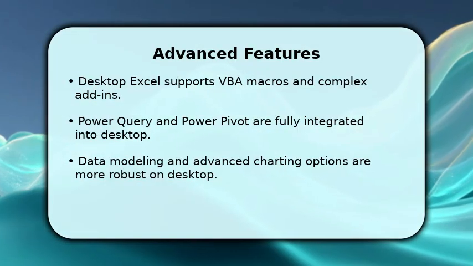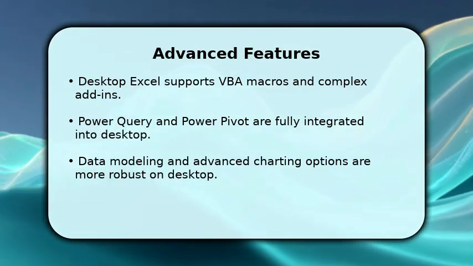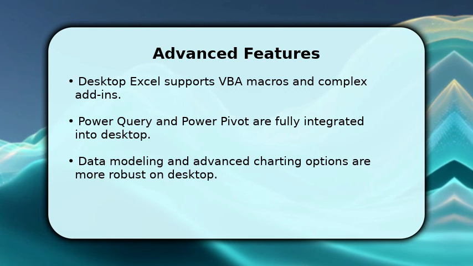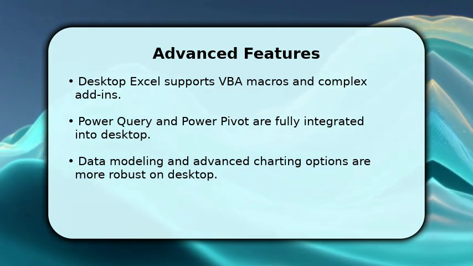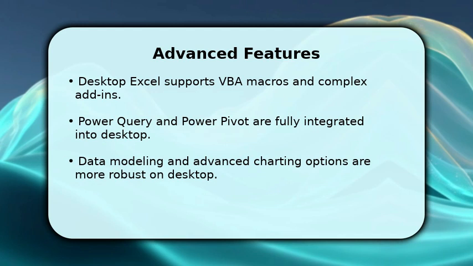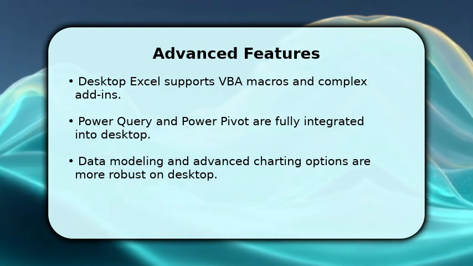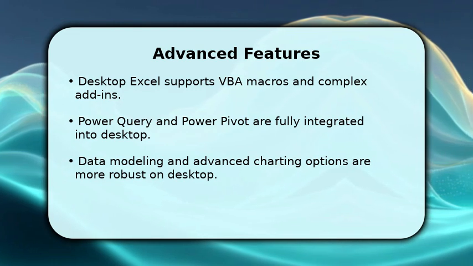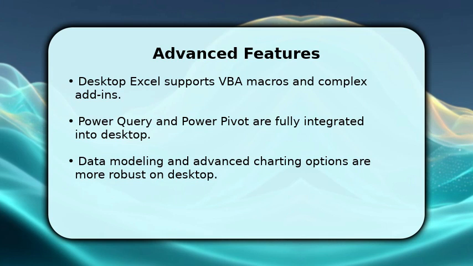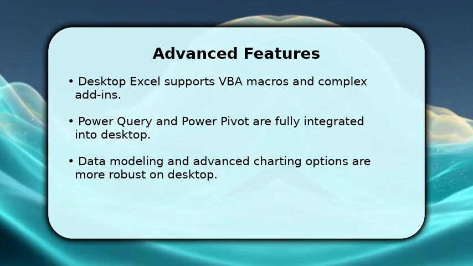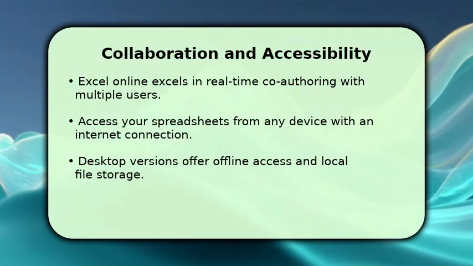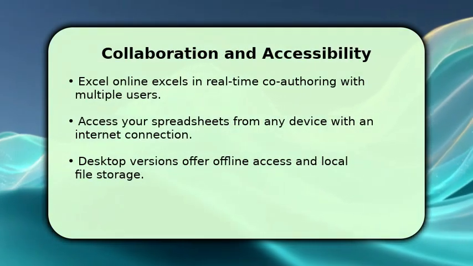When it comes to advanced features, the desktop version of Excel truly shines. It fully supports Visual Basic for Applications, or VBA, allowing for custom automation and complex scripting. Tools like Power Query and Power Pivot are seamlessly integrated, enabling sophisticated data transformation and modeling across millions of rows. You will find a much broader array of advanced charting options and statistical functions, numbering in the hundreds, available only on the desktop. The online version, while capable, offers only a subset of these specialized capabilities, focusing on more common tasks.